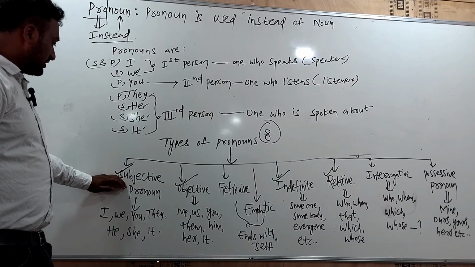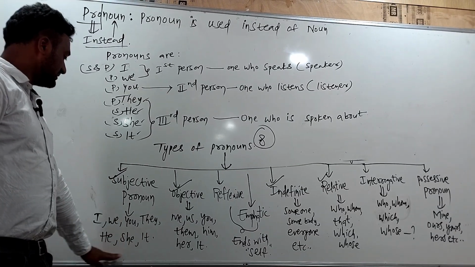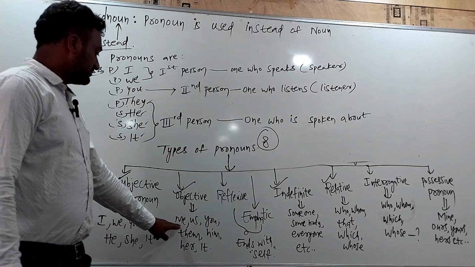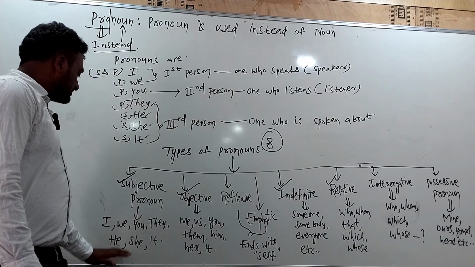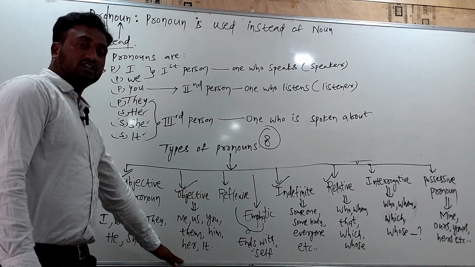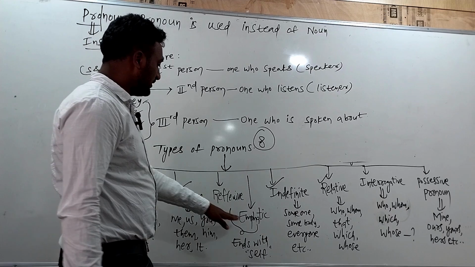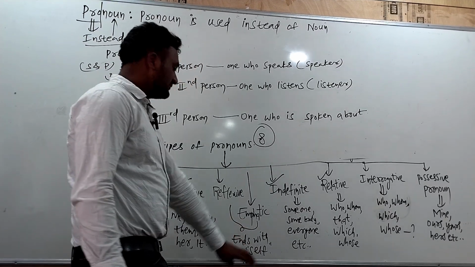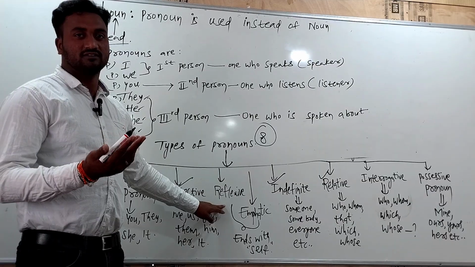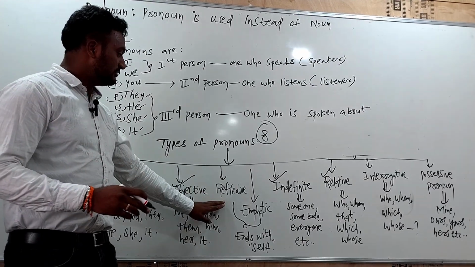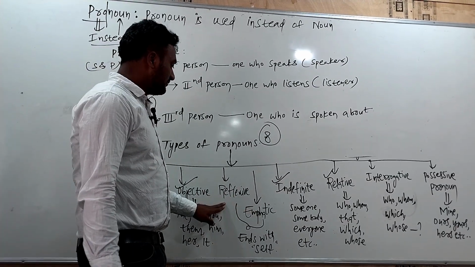What are subjective pronouns? I, we, you, they, he, she, it. Objective pronouns: me, us, you. You should write the objective form for these subjective pronouns, then it is said to be an objective pronoun. And also reflexive or emphatic pronouns end with "self". Basically we say myself, ourself, yourself, themself, itself, herself. All those are said to be emphatic and reflexive pronouns.